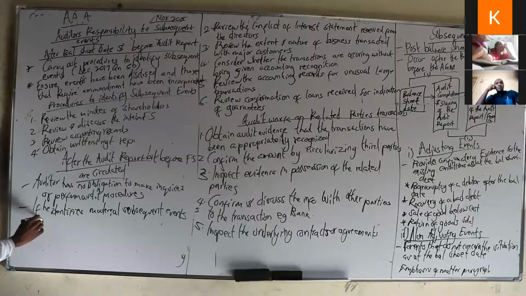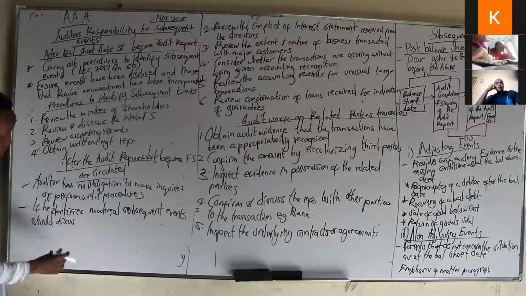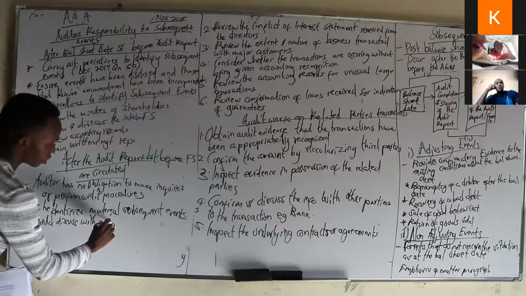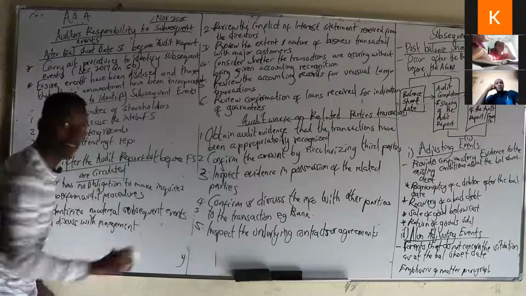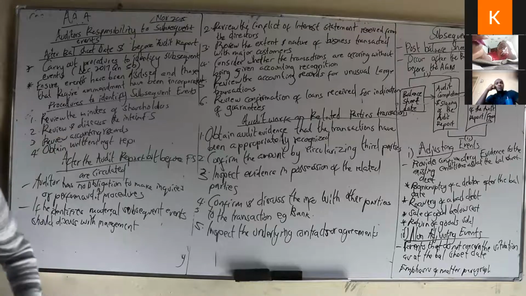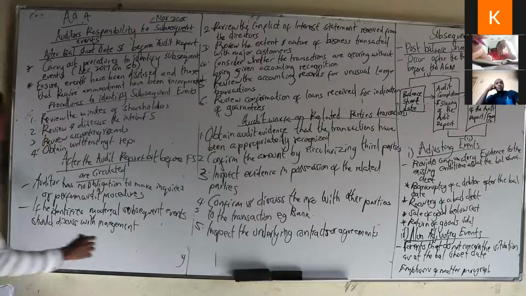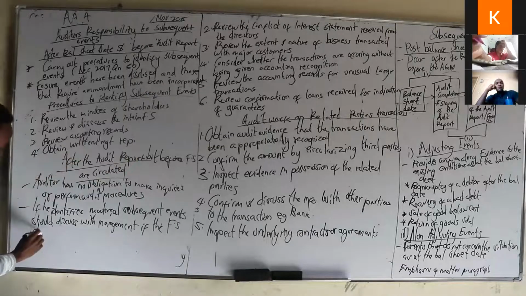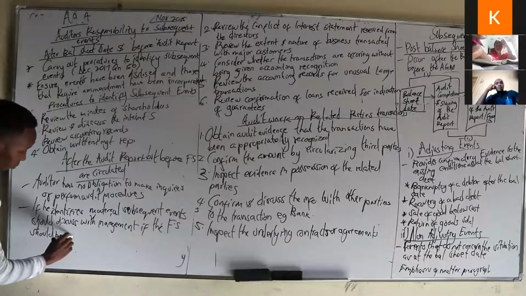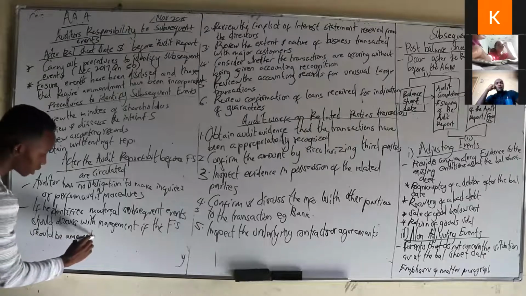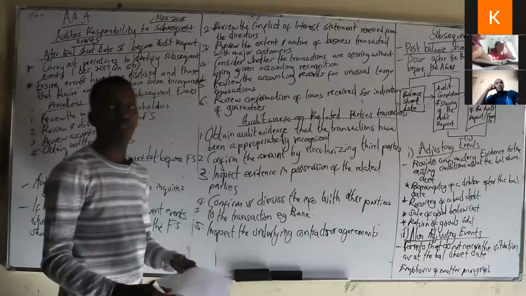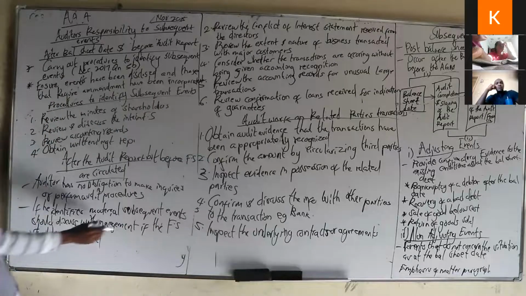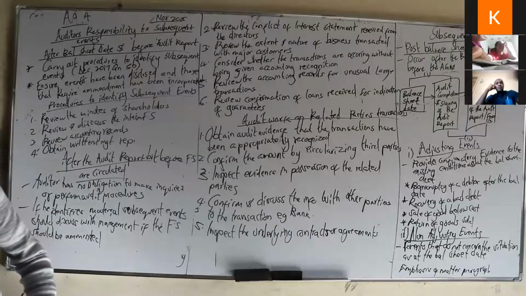He should discuss with the management whether the audit report needs to be amended and whether the financial statements should be amended. So if it is material in nature, and we said materiality means what? Materiality is the significance of an item. If it is material in nature, then they will discuss that with the management.